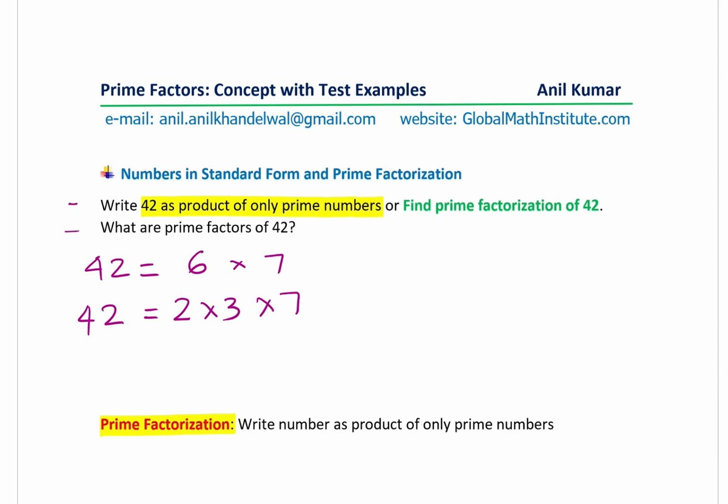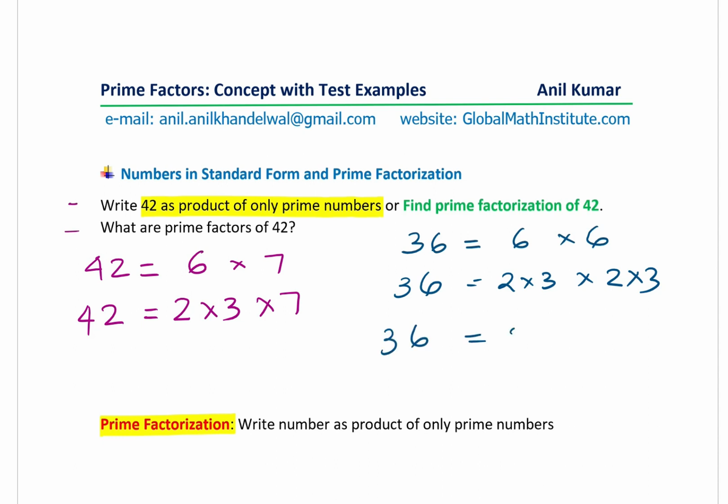Let's take another number. For example, if I have a number 36, 36 could be written as 6 times 6. You can write 6 as 2 times 3 and this 6 also as 2 times 3. So that is also 36. So 36 now is written as a product of only prime numbers.